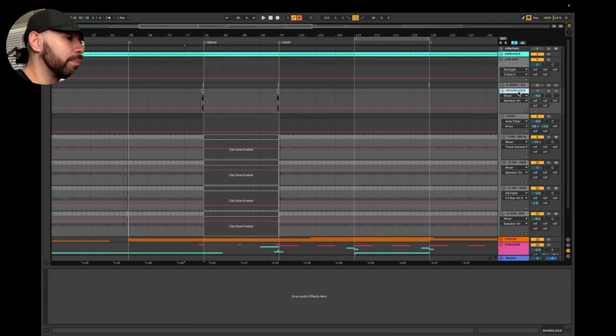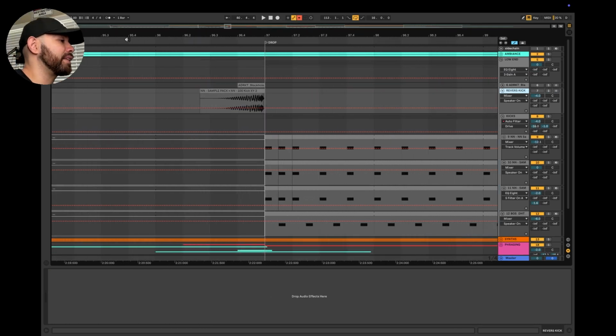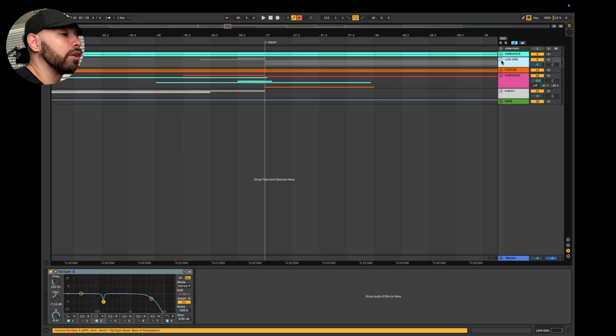And then of course I have some reverse kicks that add tension to the breakdowns. The reverse kick basically just gives a ramp, like a vroom, getting ready to bring in the following phrase. So that's the ambience. And then I have the low end.